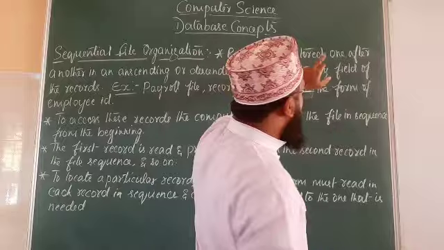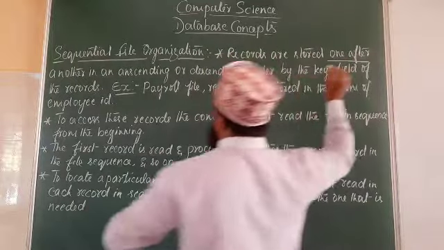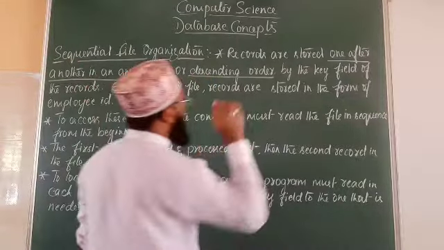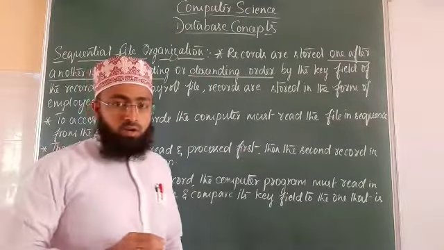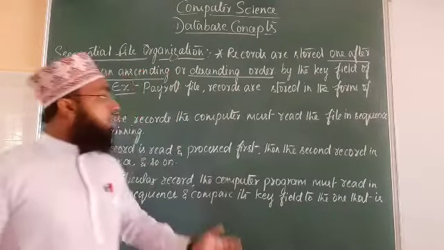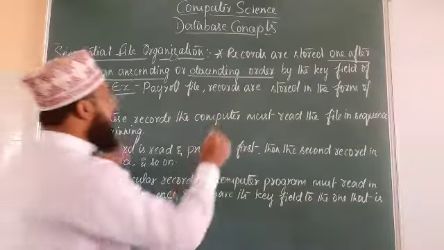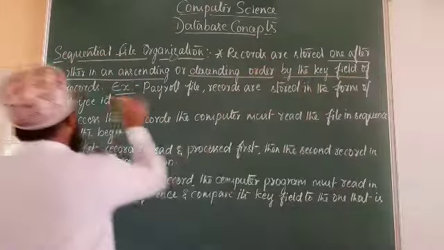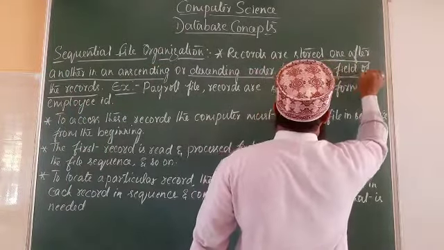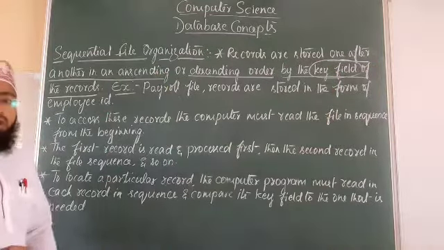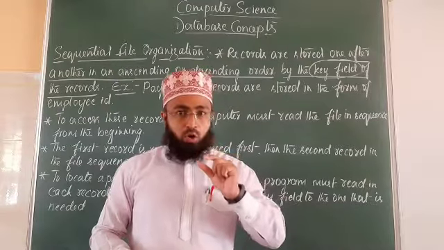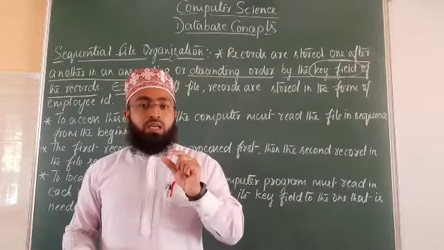Records are stored one after another in an ascending or descending order. Yes, records can be stored one after the other either in ascending order or in descending order by the key field of the records. You need to think about what is meant by this key field. Key field means a unique identification number of a record.